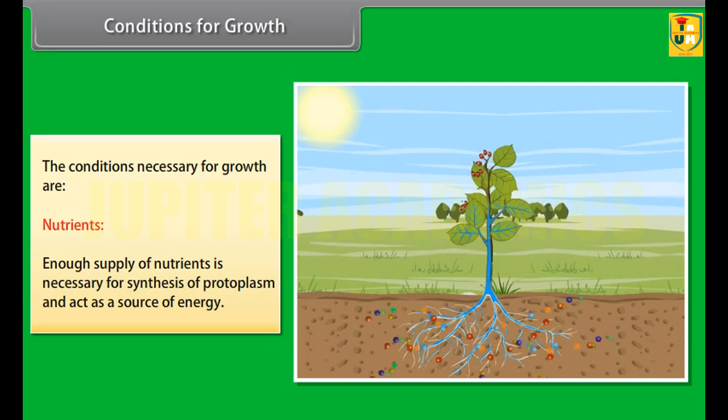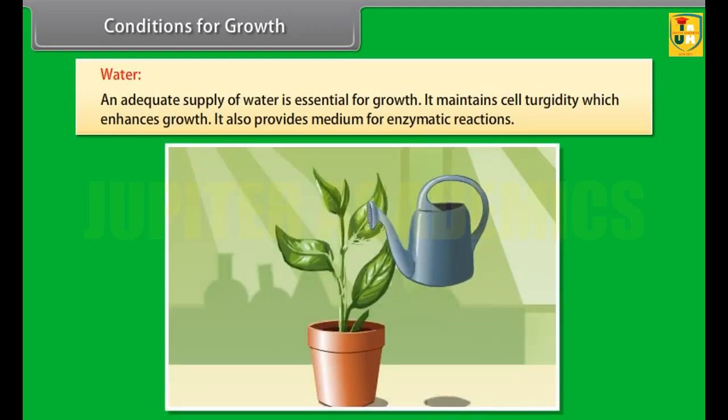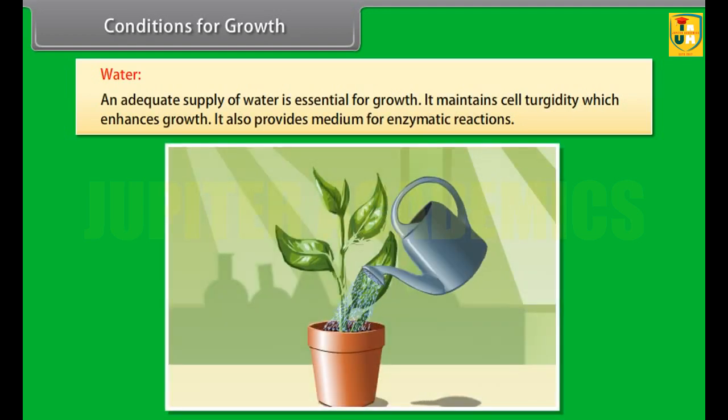A. Conditions for growth. The conditions necessary for growth are nutrients. Enough supply of nutrients is necessary for synthesis of protoplasm and act as a source of energy. Water. An adequate supply of water is essential for growth.